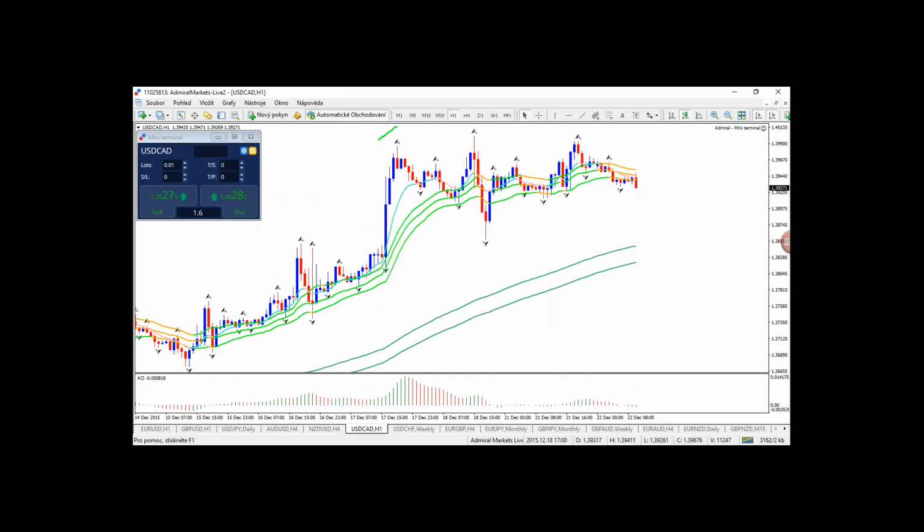Dollar CAD making a bit of a head and shoulders here. There are different ways how we can draw this trend line. One of them has already been broken. The second seems to be about to be broken. So head and shoulders here could be in effect and break of the neckline as well.